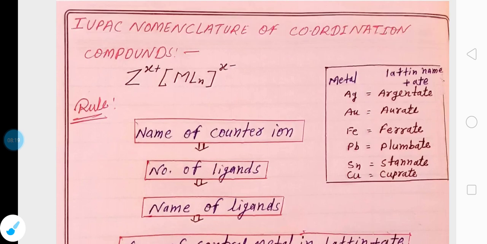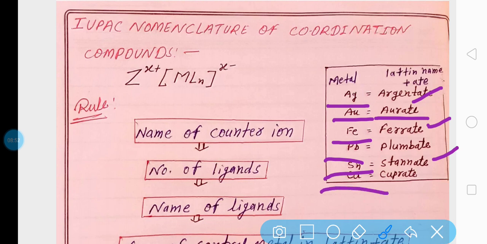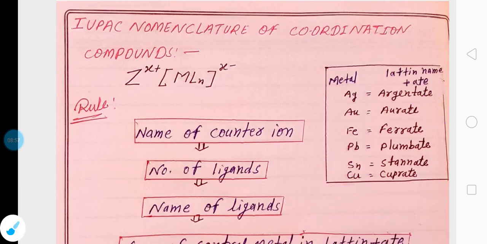So here some central metal and their Latin names are written, which are different from normal name, na? So firstly see, this is silver. So silver is called argentum in Latin, and after adding ATE it will be called argentate. Similarly gold, for gold aurate. Iron, Latin name of iron is ferrate. After adding ATE, na? For lead plumbate, for tin stannate, and for copper cuprate. Similarly for chromium chromate. Like this you have to write.